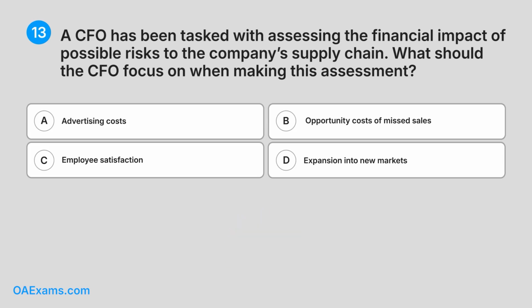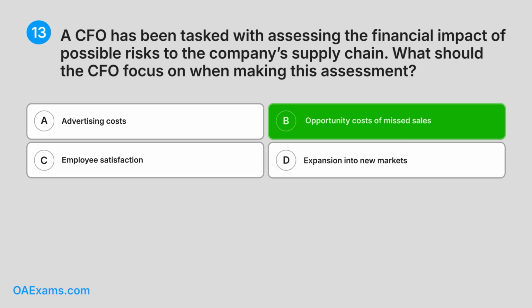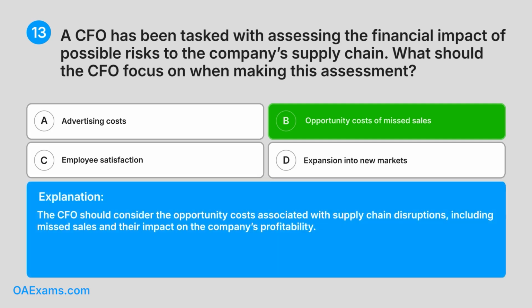Correct answer. B. Opportunity costs of missed sales. Explanation. The CFO should consider the opportunity costs associated with supply chain disruptions, including missed sales and their impact on the company's profitability.